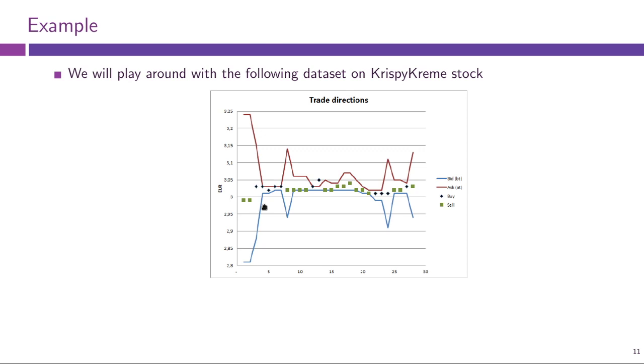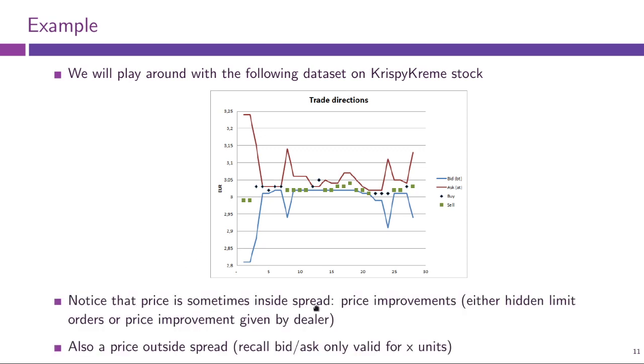Now, a few things to point out about this graph. Firstly, you can notice that the price is sometimes inside the spread. When the prices are exactly at the bid and ask prices, it is easy to guess that there was a bid price and an ask price, and the trader just came and decided to trade at that bid or ask price. But what does it mean for prices to be inside the spread? Well, it means one of two things. Firstly, there might have been hidden limit orders in the market, and we discussed in the previous lecture what hidden limit orders are and how they work. The idea is that hidden limit orders could be offering better prices than the visible limit orders, and if a market order arrives, then it could hit a hidden limit order.